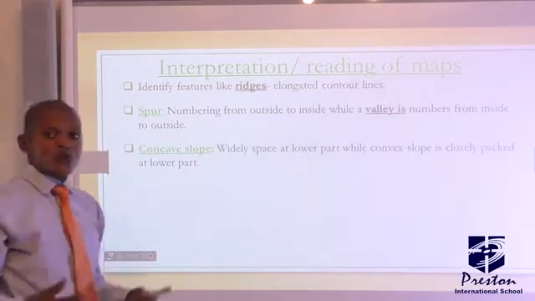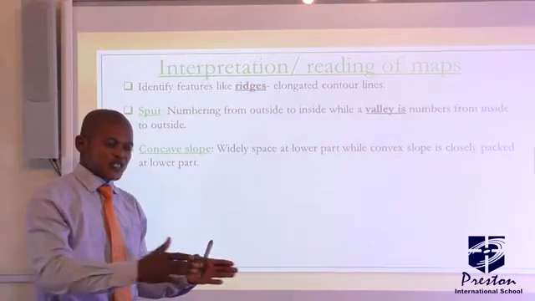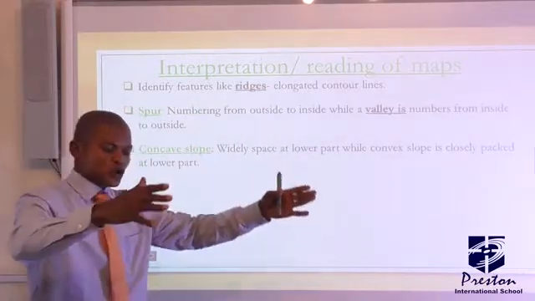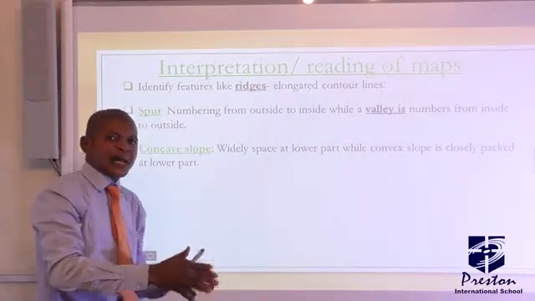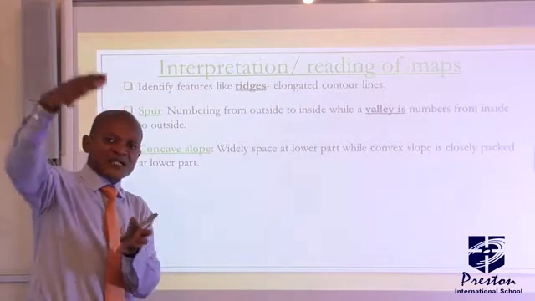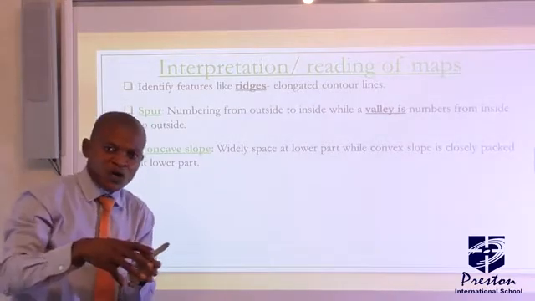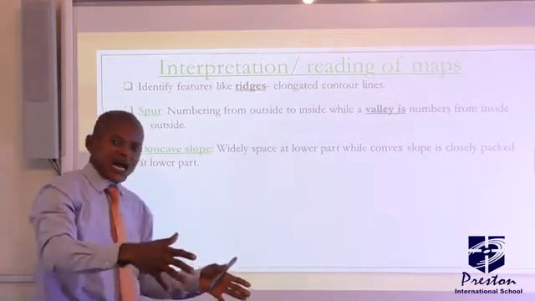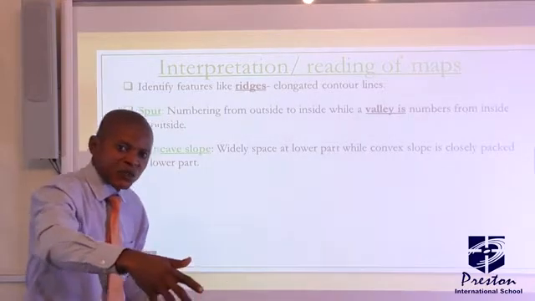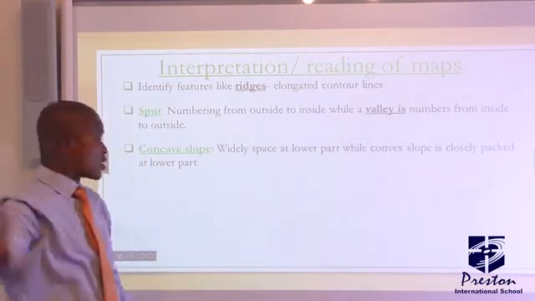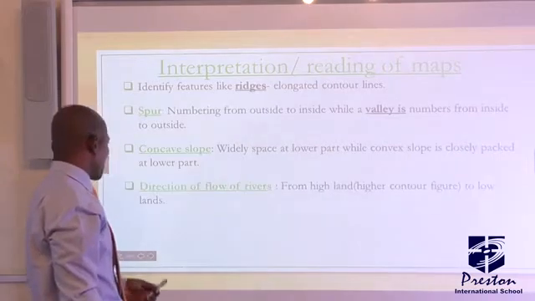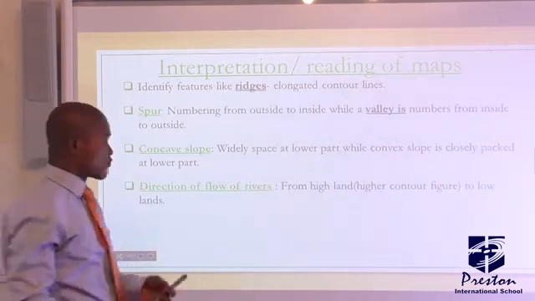Now, concave slopes. We have done it before. When you see a slope whereby the contour lines are closely packed at the lower parts, but widely spaced at the upper part, that is a convex slope. But for a concave slope, the contour lines are widely spaced at the lower parts, while they are closely packed at the upper part. That is a concave slope.